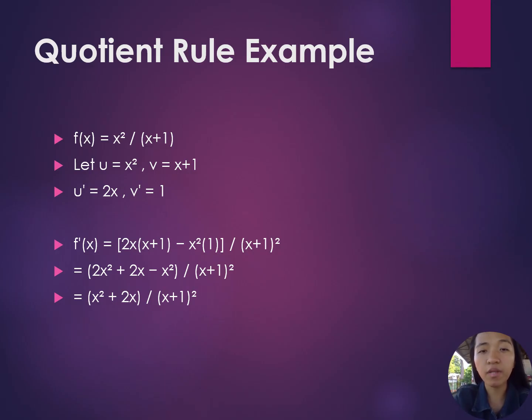So next, we simplify the numerator. This becomes 2x squared plus 2x minus x squared, which simplifies to x squared plus 2x. So the final answer is x squared plus 2x divided by x plus 1 squared.